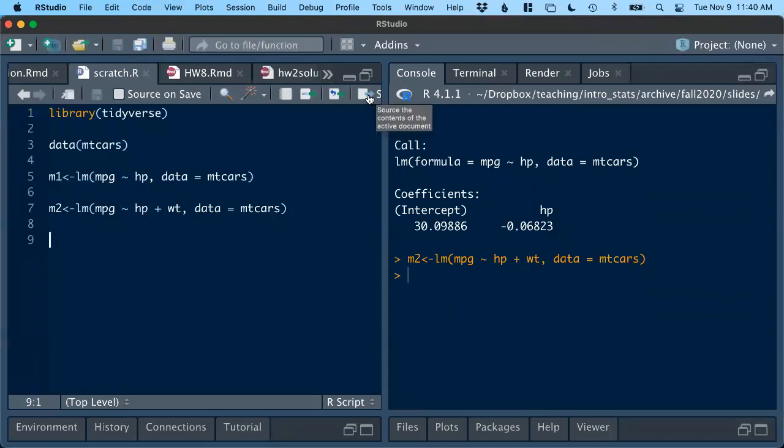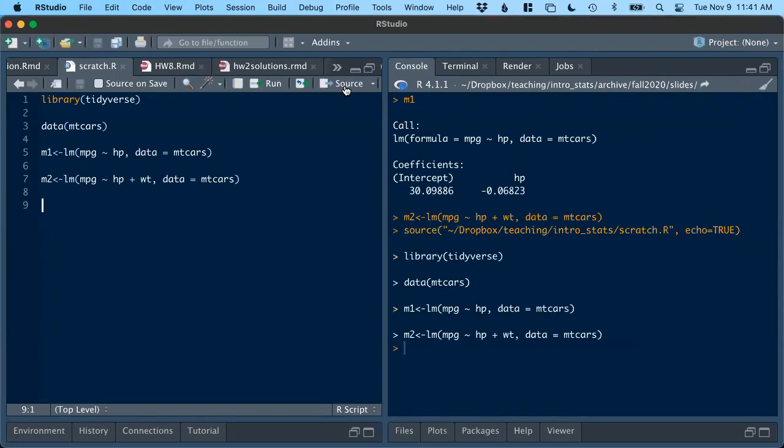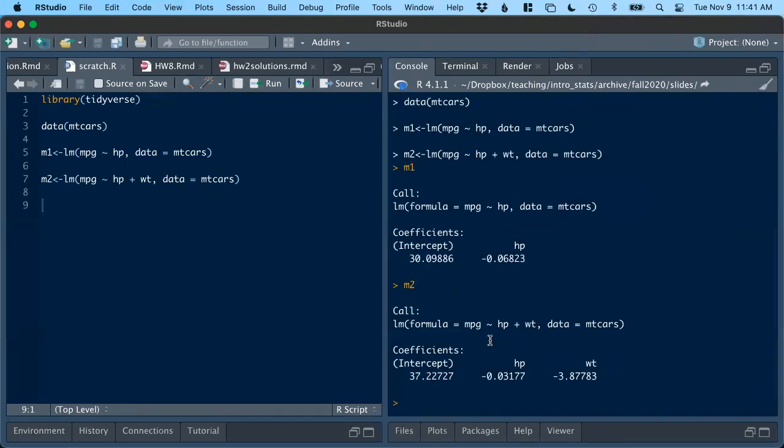Now from here, what I can do is I can source it. When I click the source button, it'll run everything in the script on the console. Once we get to writing more complex programs, that's a really good habit to get into: every time you add something new, source it to make sure that it executes completely, to make sure that you don't have any errors in your code. Okay, and then I can go over here to my console and look at my results. M1, M2, looks good, right?